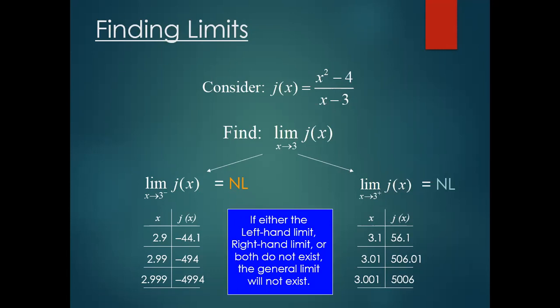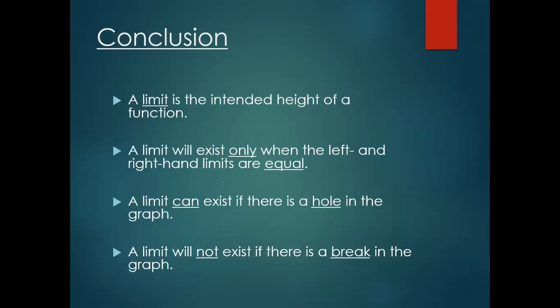You will notice that they approach different values. On the left-hand side, even within the left-hand side, the answers are still different. So, does not exist. You will also notice on the right side, they approach different numbers. So, does not exist. Okay? And we can conclude that a limit is the intended height of a function. So a limit will exist only when the left-hand and right-hand limits are equal. A limit exists if there is a hole in the graph.